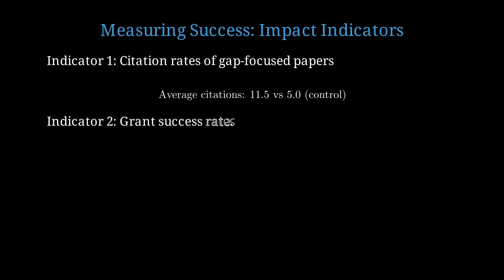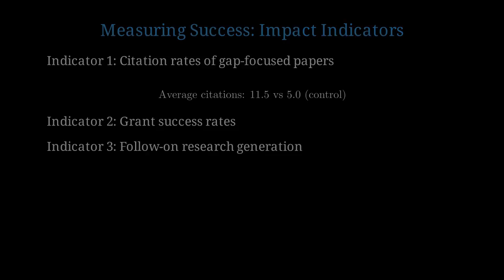Second indicator: proposals targeting AI-identified gaps have 18% higher success rates at major funding agencies. Third indicator: gap-focused papers generate 1.7 times more follow-on research within 2 years.